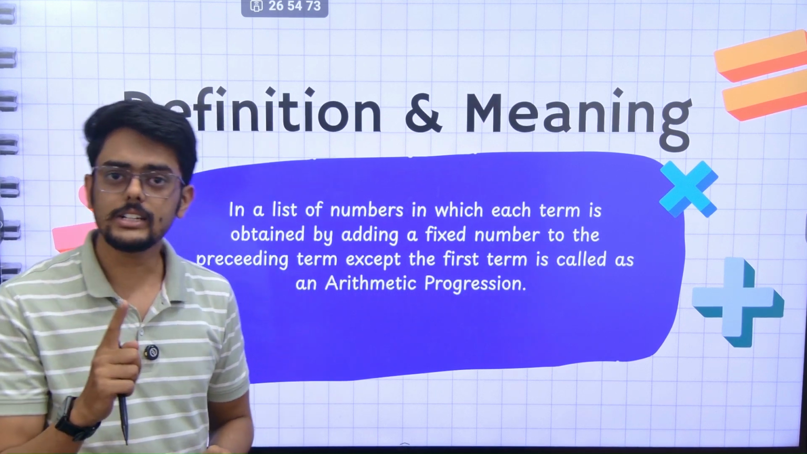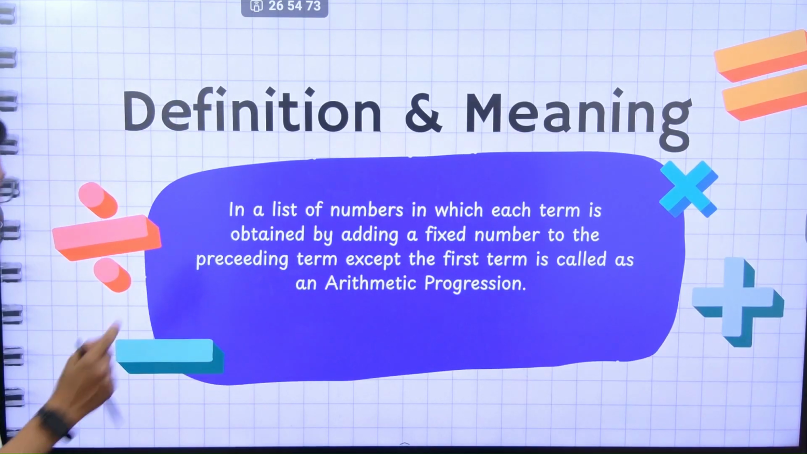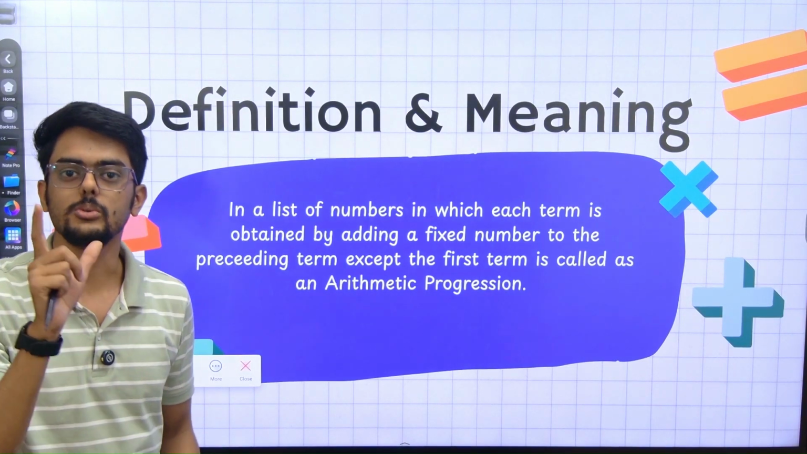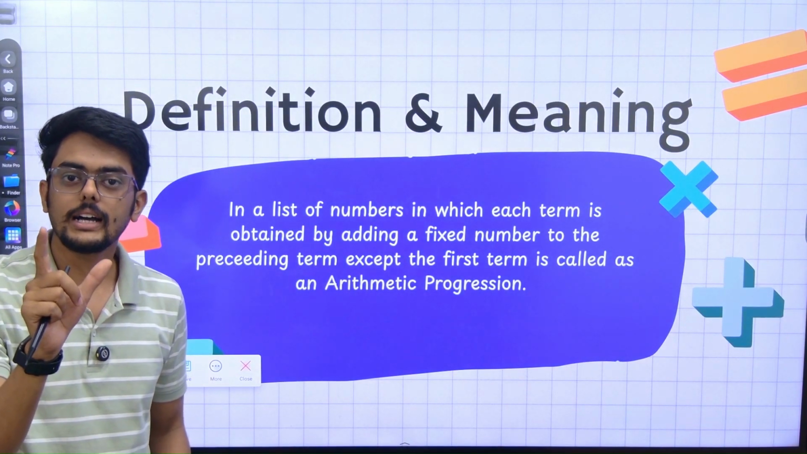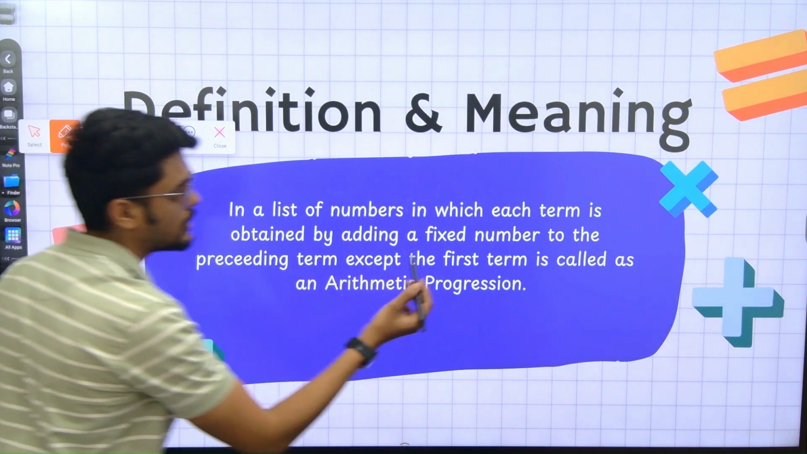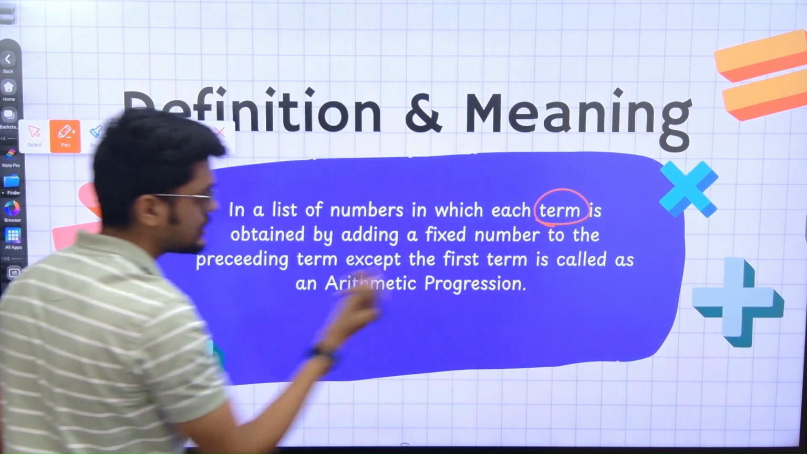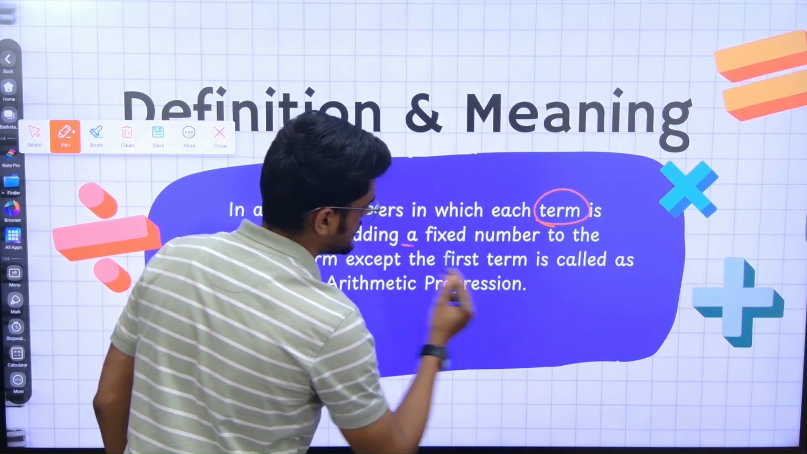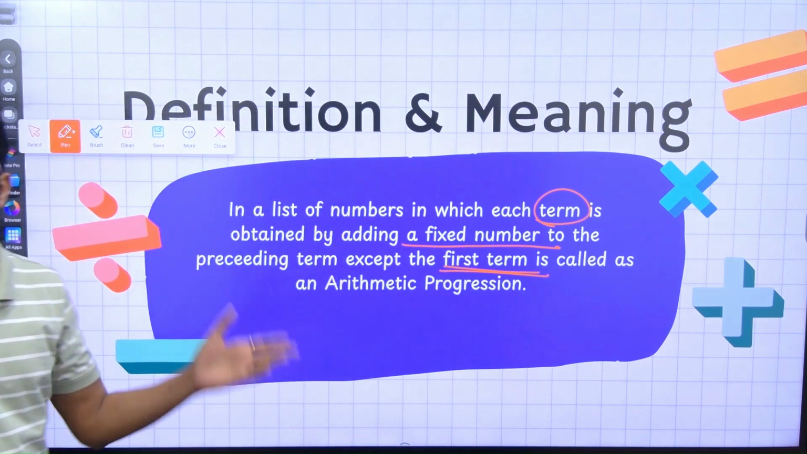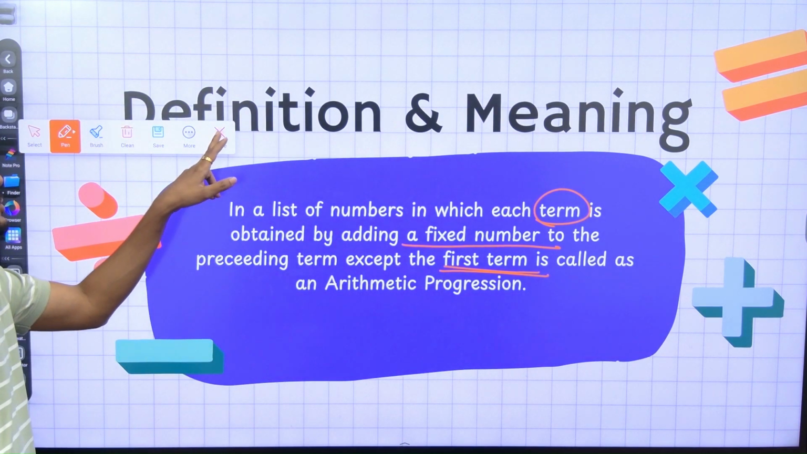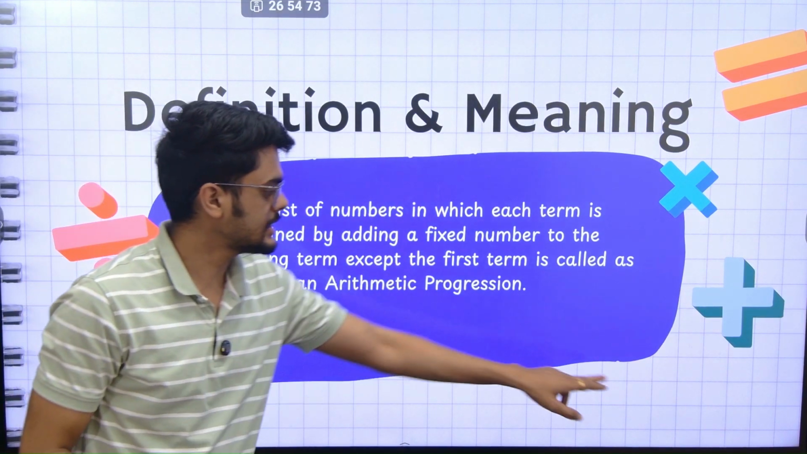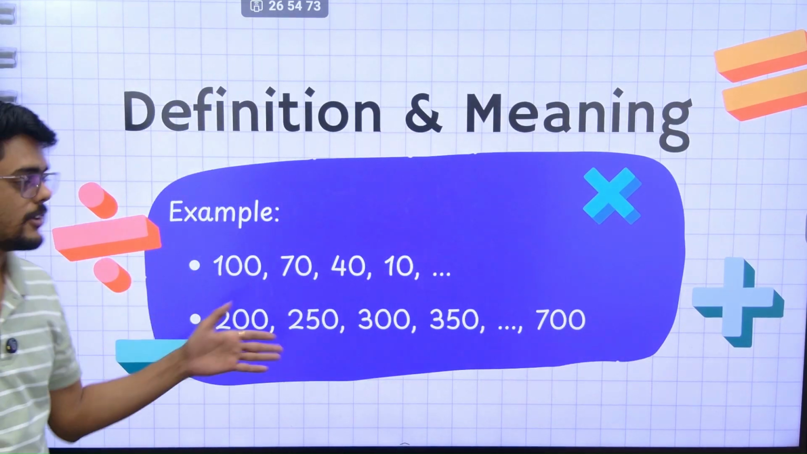Now, whenever I teach you or tell you any definition, what you need to do is look into a few words which are new to you, or you can also call them the highlighted words or important terminologies. Over here, they are term, fixed number, and the first term. These are the three keywords we need to look into, and the rest is very easy for us. So let's understand this definition with the help of a few examples.